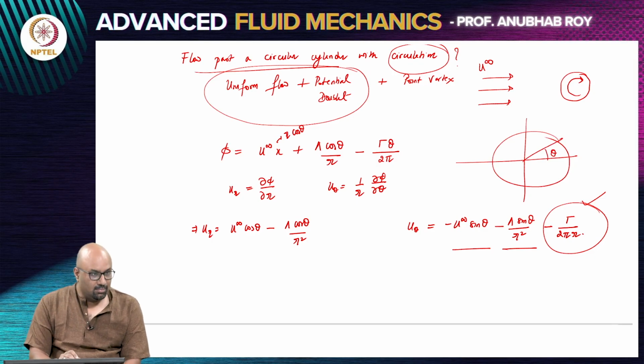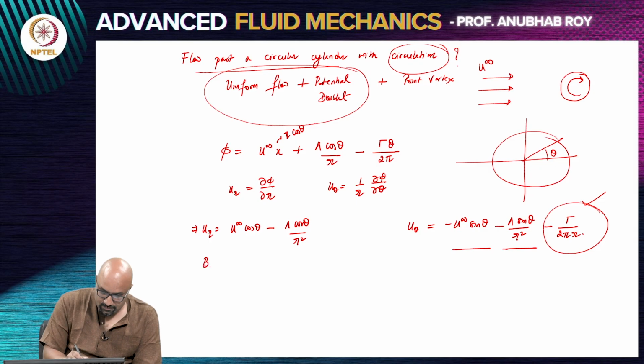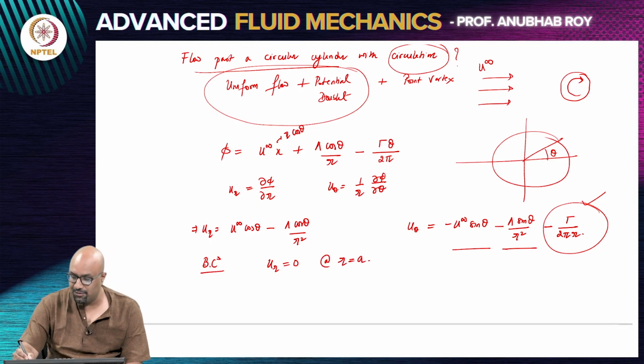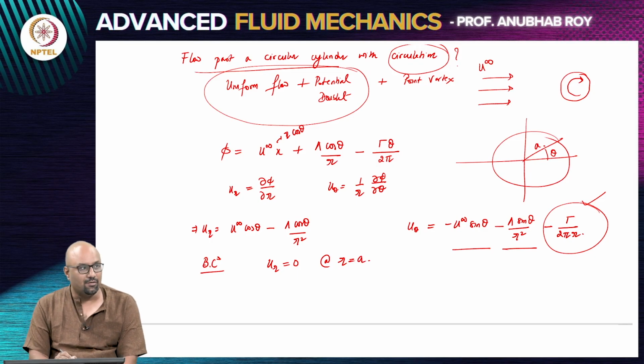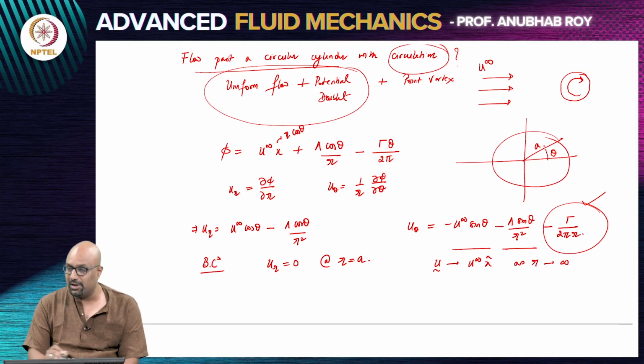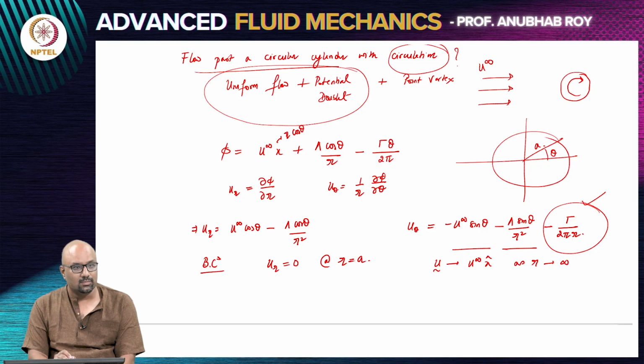Okay. So, now boundary conditions. What is the boundary condition? Boundary condition is that UR is equal to 0 at r equals a, the surface of the cylinder of radius a. And the total velocity field, UR and u theta, should go to u infinity x cap as r goes to infinity, and this we have already done previously. You realize the point vortex is not going to have any contribution at infinity.